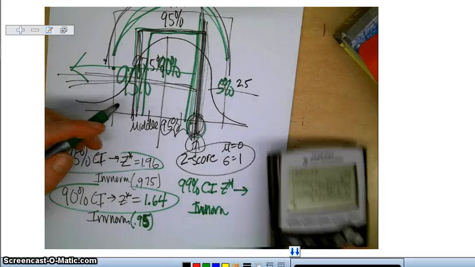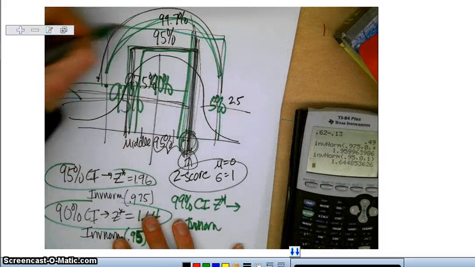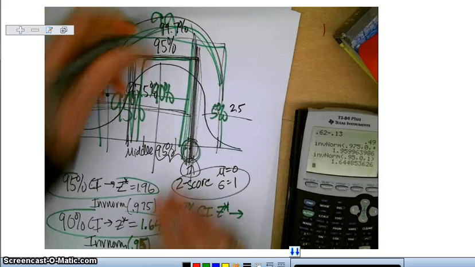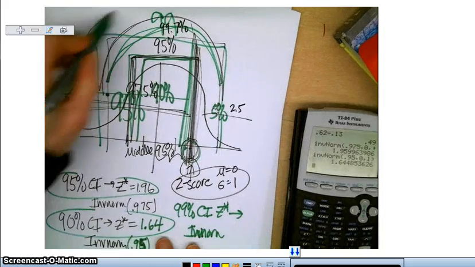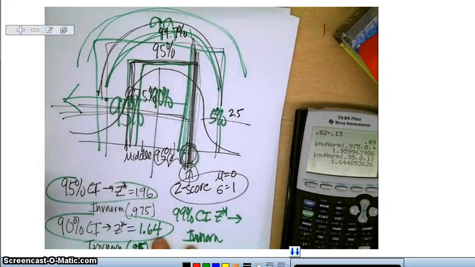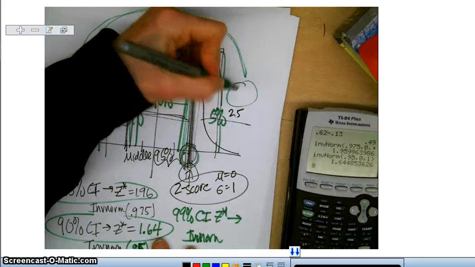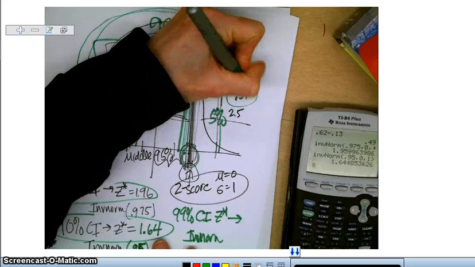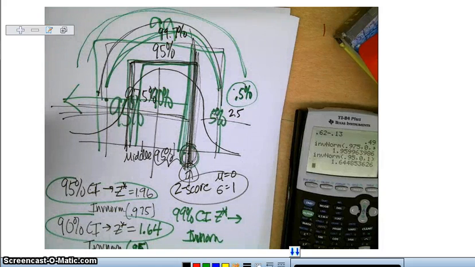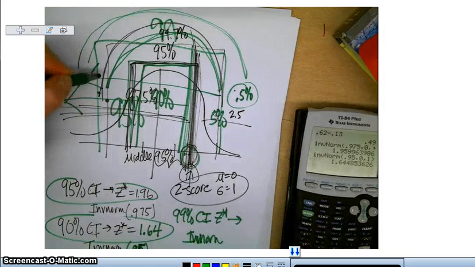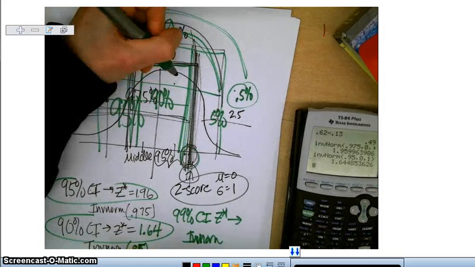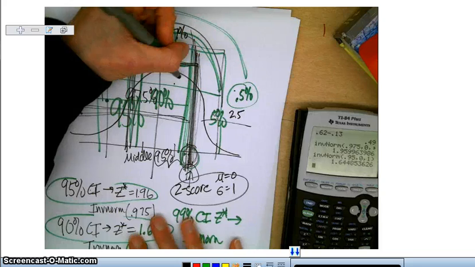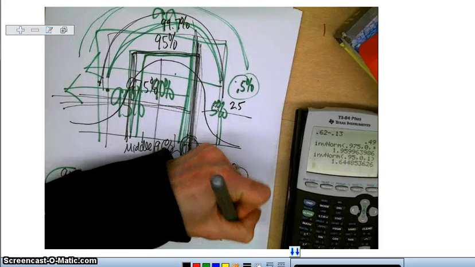Now, we have to think about what percent, if we want 99%, the middle 99%, is split between the two ends. 1%. So what percent's up here? 0.5%. Half a percent. So what percent's down here? 0.995. 99.5% is below. So you're going to have to do inverse norm 0.995.